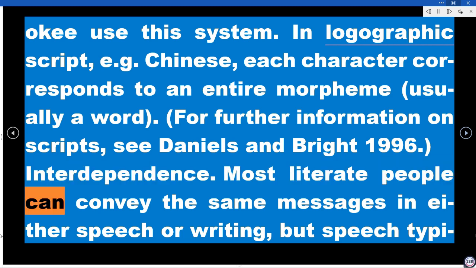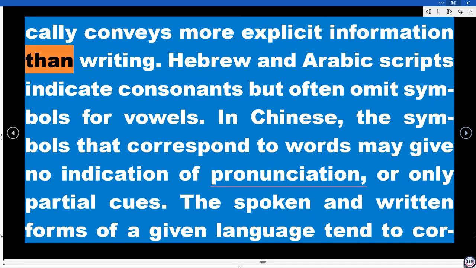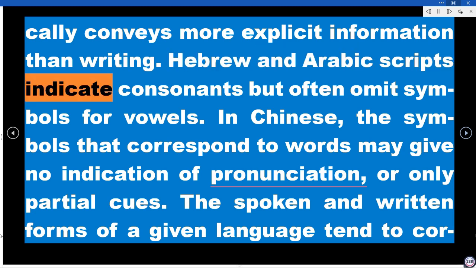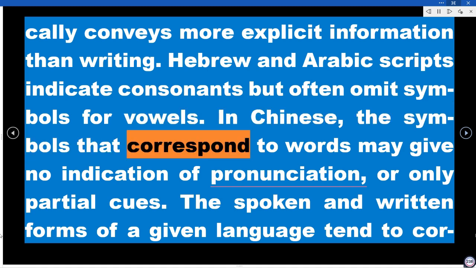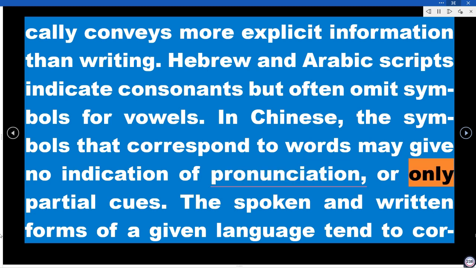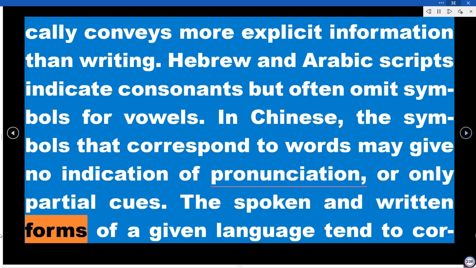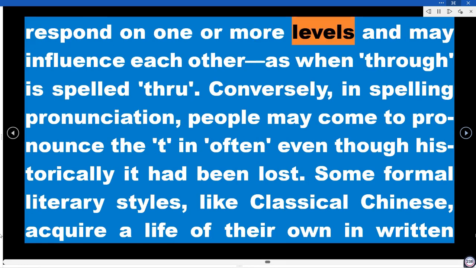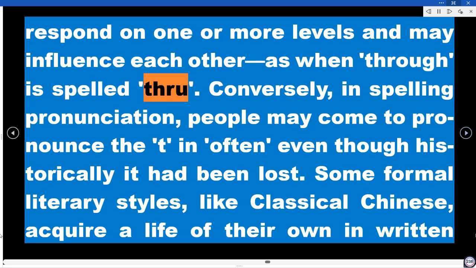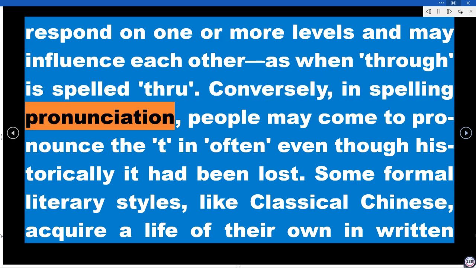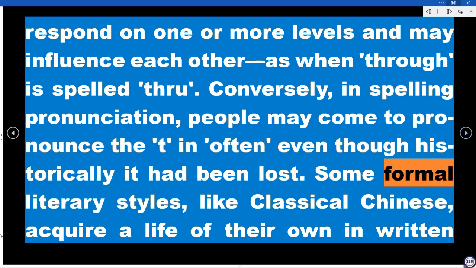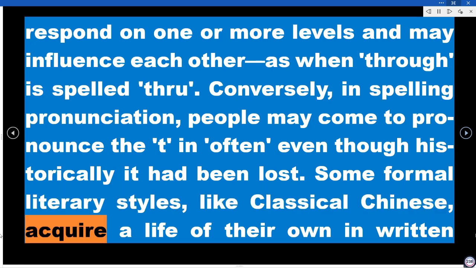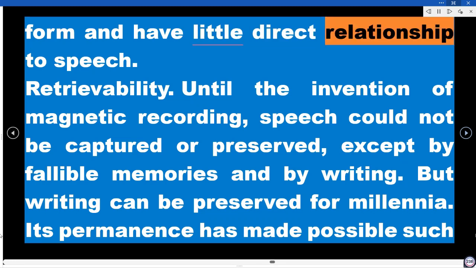Interdependence. Most literate people can convey the same messages in either speech or writing, but speech typically conveys more explicit information than writing. Hebrew and Arabic scripts indicate consonants but often omit symbols for vowels. In Chinese, the symbols that correspond to words may give no indication of pronunciation, or only partial cues. The spoken and written forms of a given language tend to correspond on one or more levels and may influence each other, as when "through" is spelled "thru." Conversely, in spelling pronunciation, people may come to pronounce the T in "often" even though historically it had been lost. Some formal literary styles, like classical Chinese, acquire a life of their own in written form and have little direct relationship to speech.